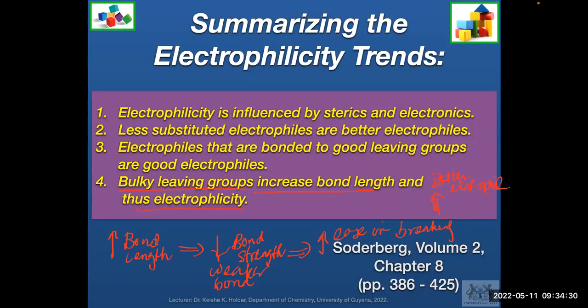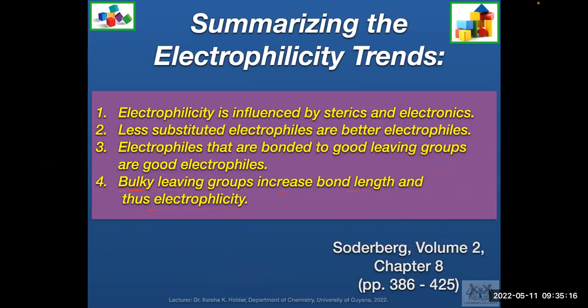I didn't say it exactly like I said it before, but the general idea is there's a correlation between bond length, bond strength, and electrophilicity. What you need to know is that there's an inverse relationship between bond length and bond strength. The longer the bond, the weaker the bond. The shorter the bond, the stronger the bond. Strong bonds lead to poor electrophiles, basically. Right? All right, so thank you for that question. Let's clear that.